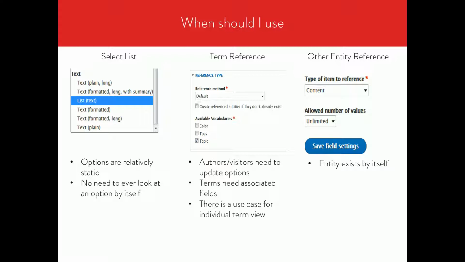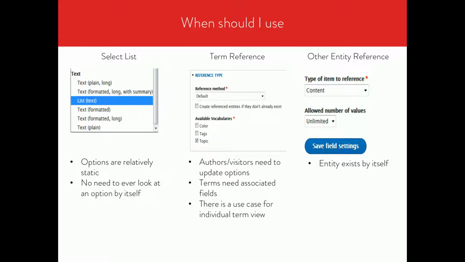Term reference. So this is where we're landing for the most part today. If authors and visitors need to update options, it's the way you want to go. If terms need associated fields, so we want to add a description for what a term means, or we want to have an associated icon that goes with things that use that term. Or if there is a use case for an individual item view. If we were tagging things by location and then we wanted to see all of the restaurants that are within Illinois or something, great use case for that.